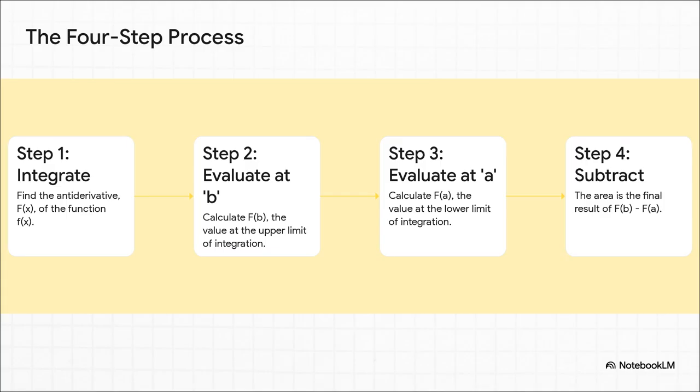First, you take your curve's function and you find its antiderivative. Then, you plug your endpoint, b, into that new function. Next, you do the exact same thing for your starting point, a. And the final step is just simple subtraction. The value you got for b minus the value you got for a. And that gives you the exact area.